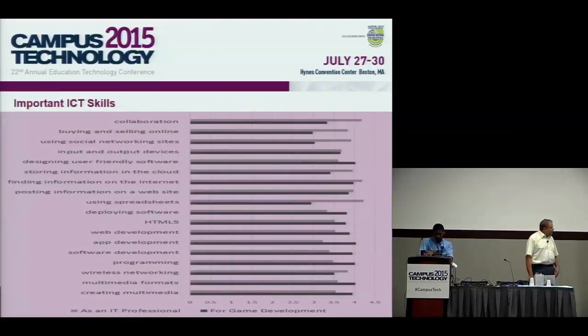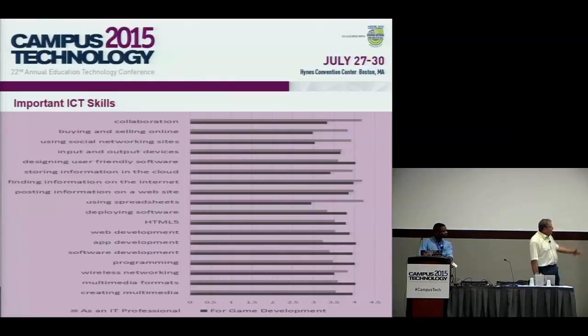They also learned a whole bunch of IT and ICT skills from collaboration. So we asked them, the top line is, which of these skills do you think are important as an information technology professional? And then the bottom line for each skill is, which do you think is useful in game development? The ones that were the most important were things like collaboration, buying and selling online, using social networking, and using spreadsheets.